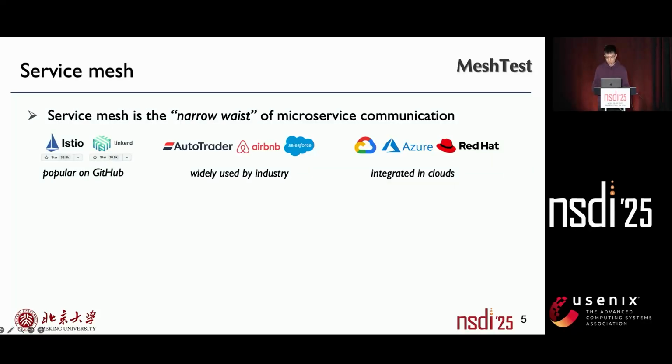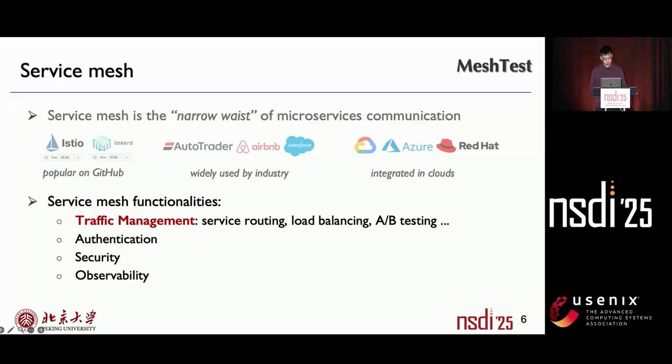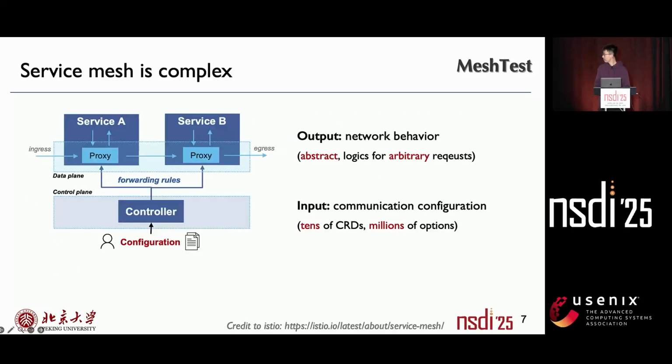So actually, service mesh is the narrow waist for microservice communication. It's very popular on GitHub, widely used by industry, and has already been integrated in modern clouds. Service mesh provides rich functionalities, including traffic management, authentication, security, and observability. Among them, service traffic management is the fundamental one, because it decides where to transmit the service request and how to rewrite it. So it is also the focus of our work.